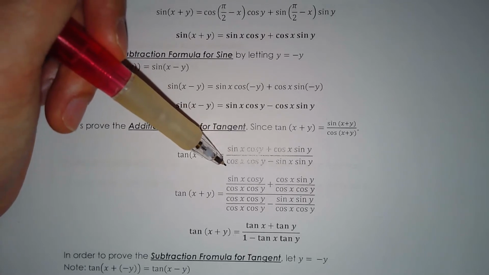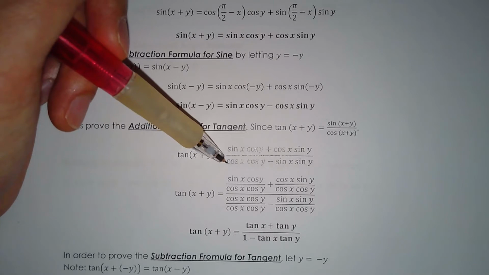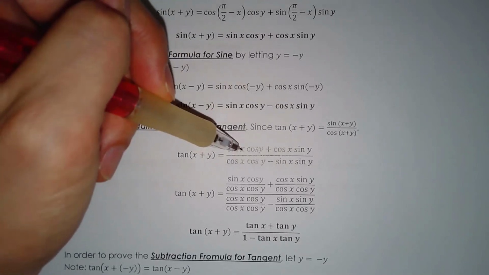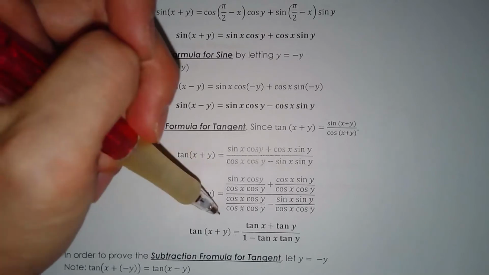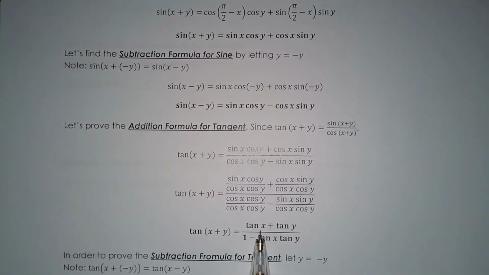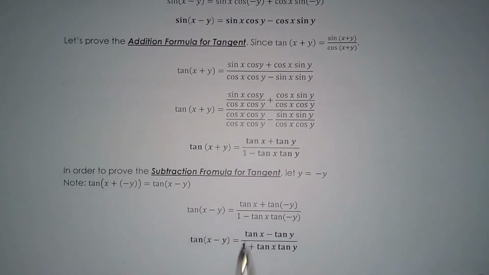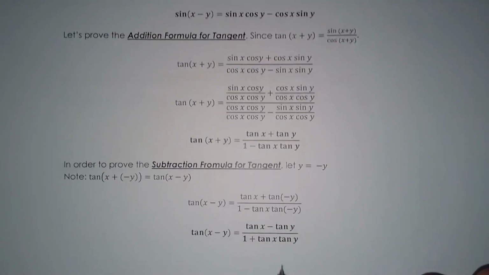Now, the next thing we're going to do might not be very intuitive, but you actually want to divide the numerator and denominator by cos x cos y, because if you do it, you'll realize that you have the addition formula for tan: tan x plus tan y all over 1 minus tan x tan y. The subtraction formula can be generated pretty quickly using the same strategy as before. Let y equal negative y.